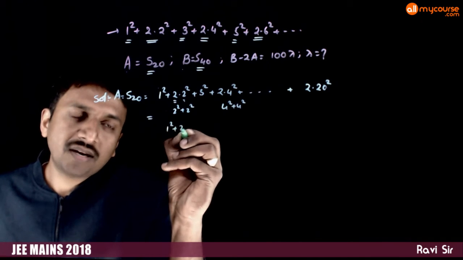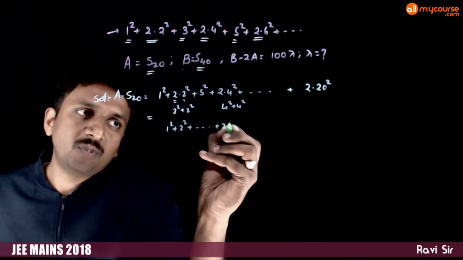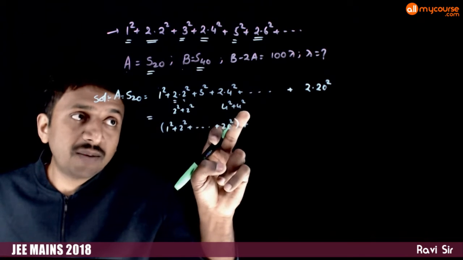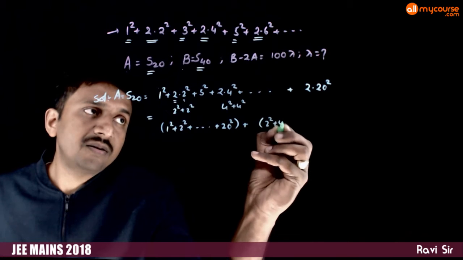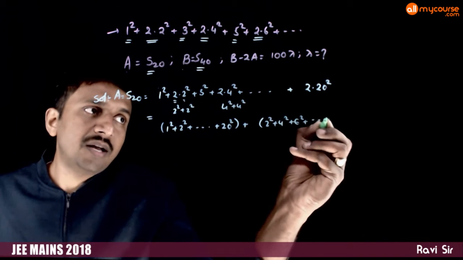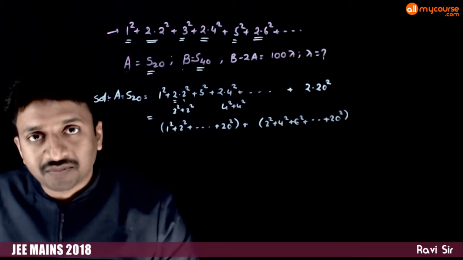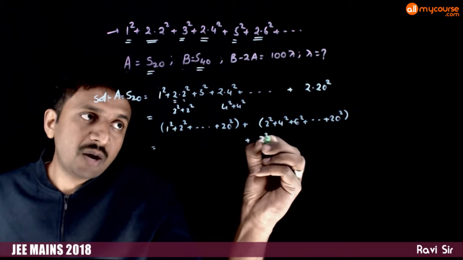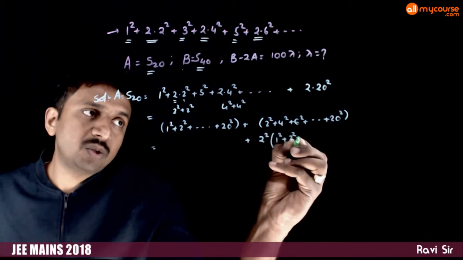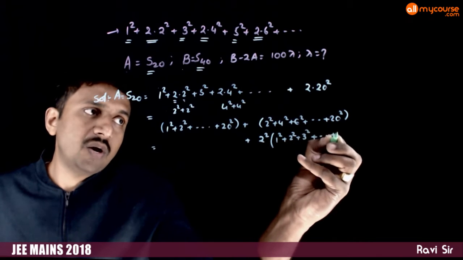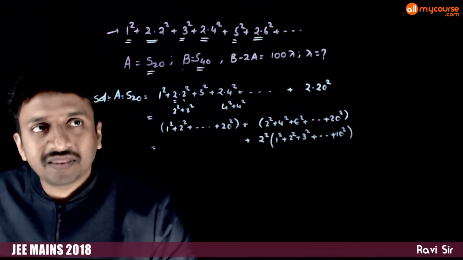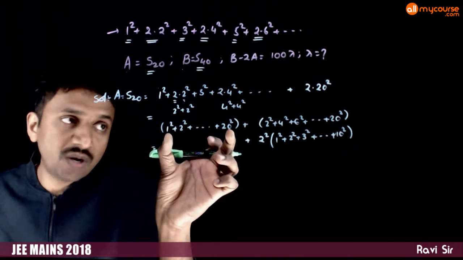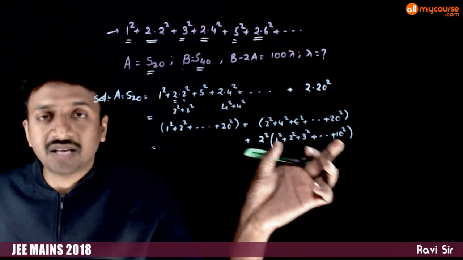So this is 1 square plus 2 square plus so on up to 20 square, plus you have the remaining 2 square plus 4 square plus 6 square plus so on up to an extra 20 square. These are the extra terms. If you take 2 square common, this can be written as 1 square plus 2 square plus 3 square plus so on up to 10 square. So S20 is the sum of squares up to 20 plus 4 times the sum of squares up to 10.